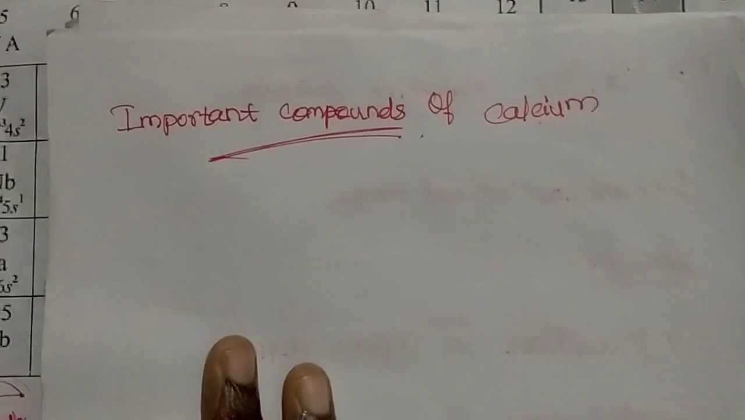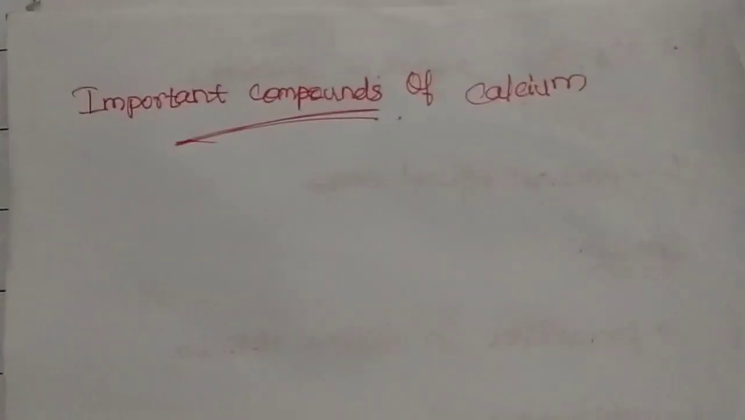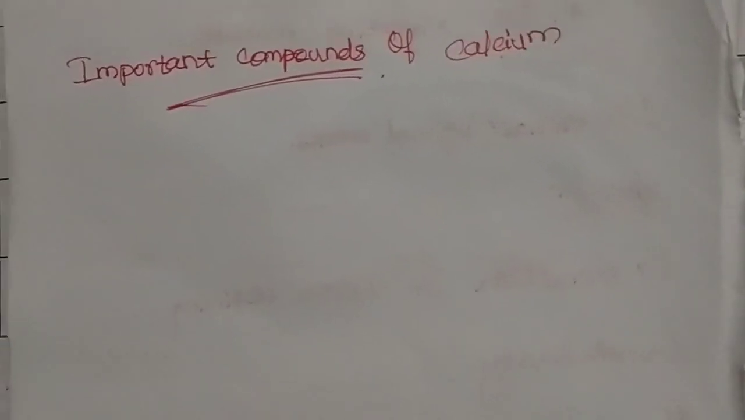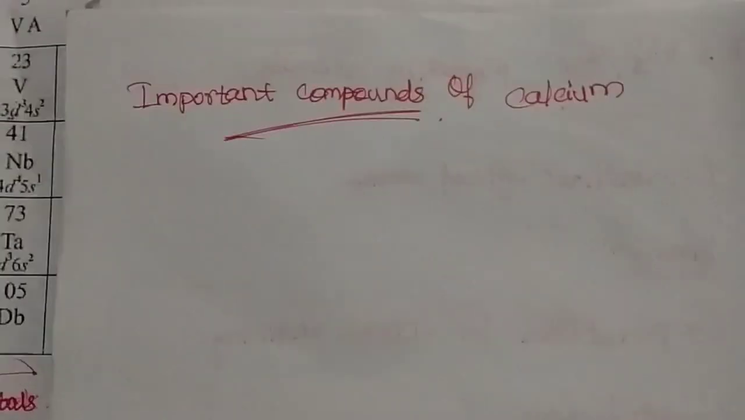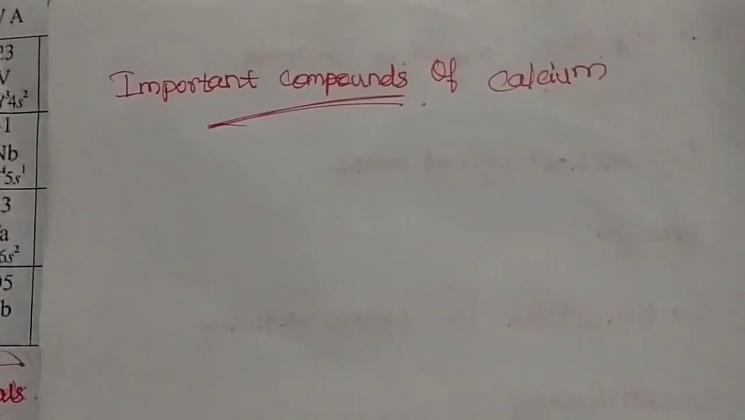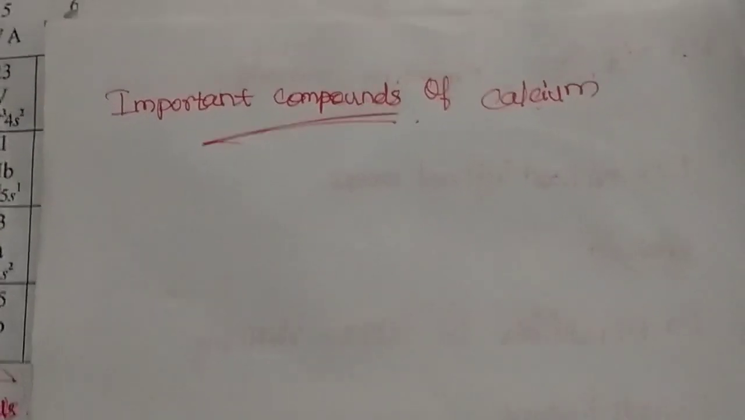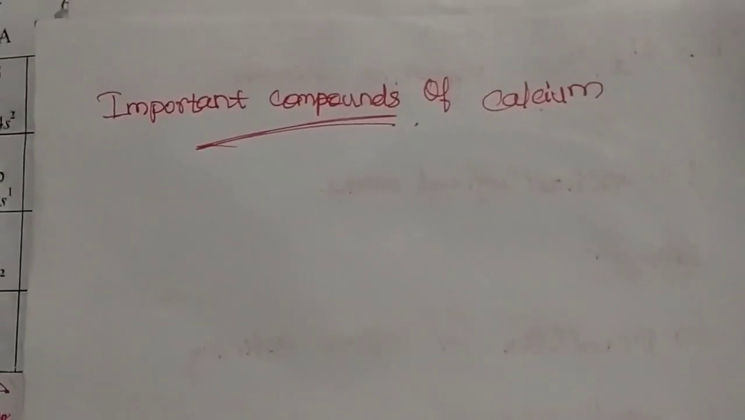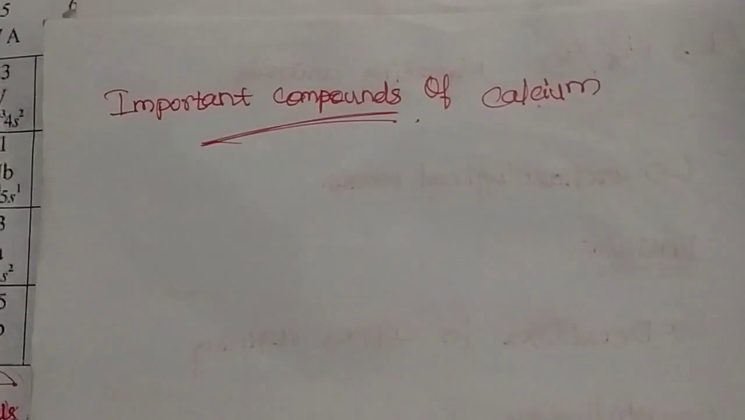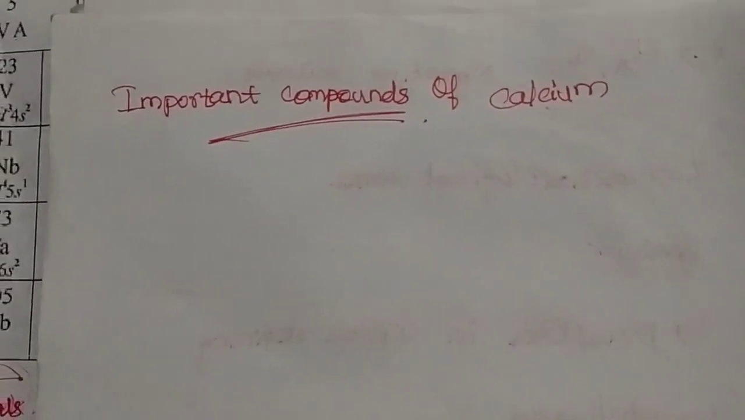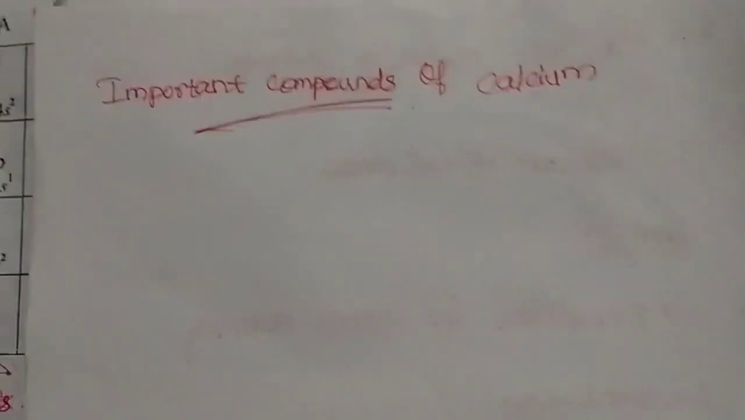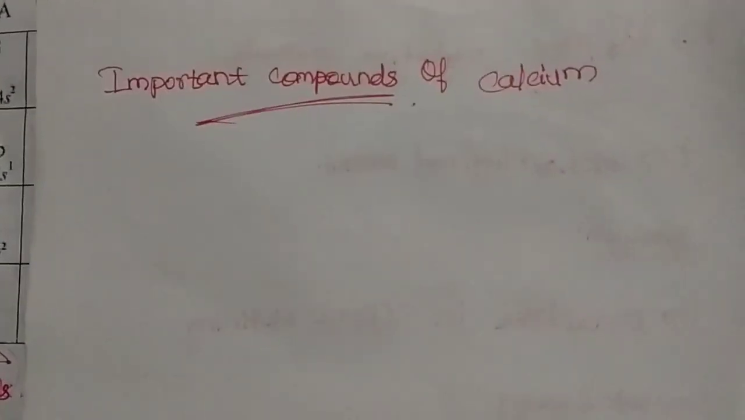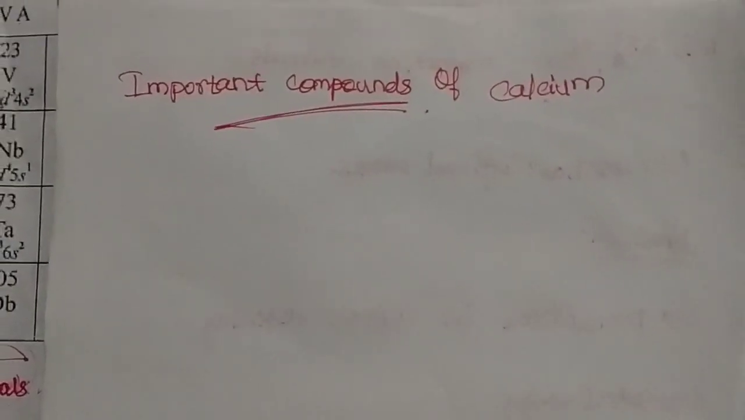Important compounds of calcium. From the alkaline earth metals, calcium is a widely used element, and it has important compounds. From that calcium, we are going to see some compounds which consist of calcium. So the first important compound of calcium is quicklime.